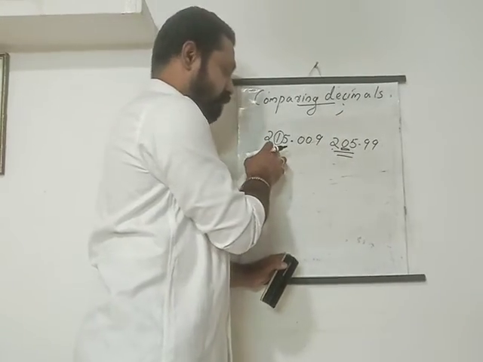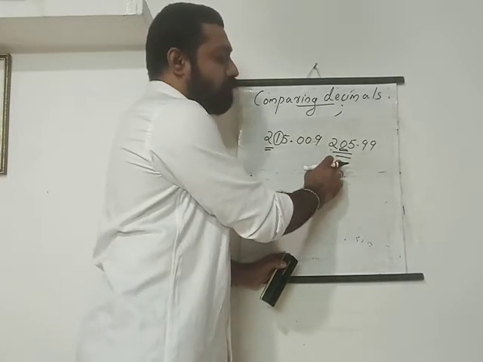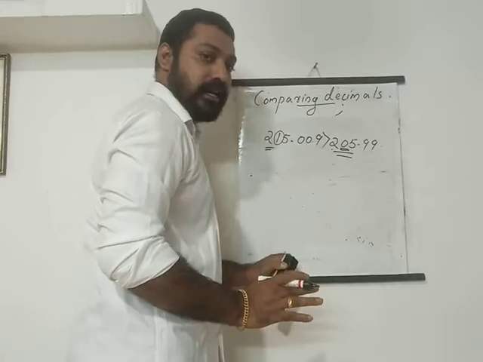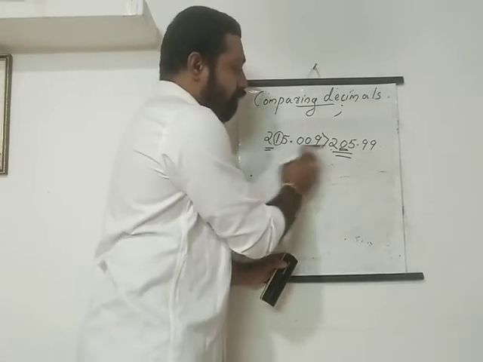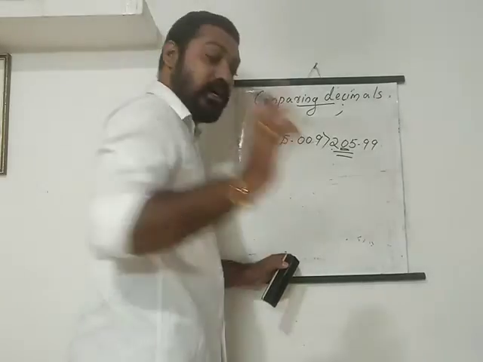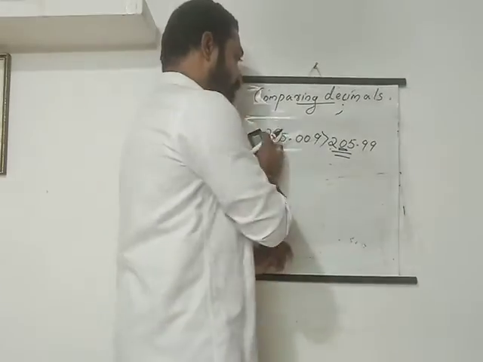Why? In the tens place you can see that here we got 1, here only 0. So this will be the greatest one. You don't need to go for any comparison. After the point maybe here 0, here 9. No matter. Whole number part is the important one.